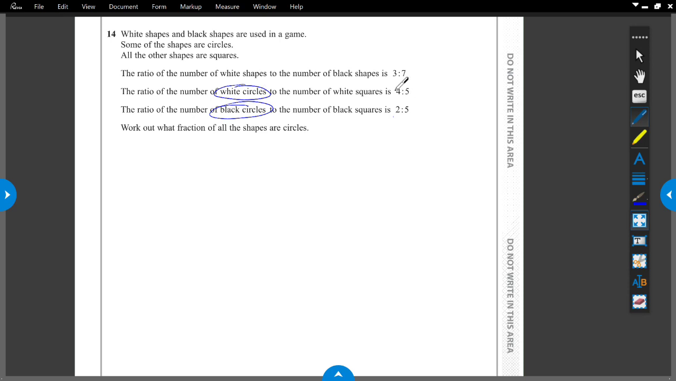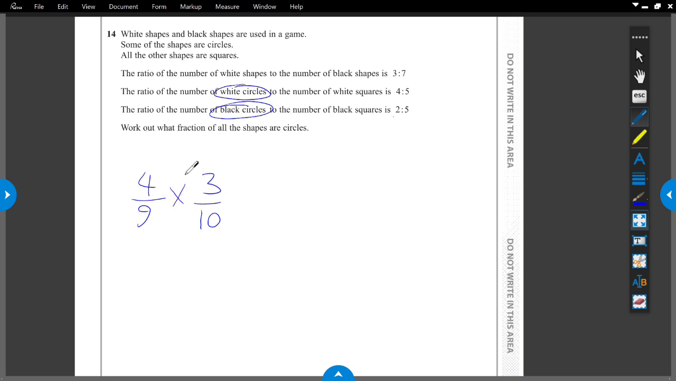And if I convert this into a fraction, there's 9 parts in total. Out of those 9, 4 of those are circles. So 4/9 of the white shapes, because this is white and white there, are circles. Now of the total amount of shapes, 3/10 of those are white shapes. Of all the shapes, then it must be 4/9 of 3/10 of the shapes.